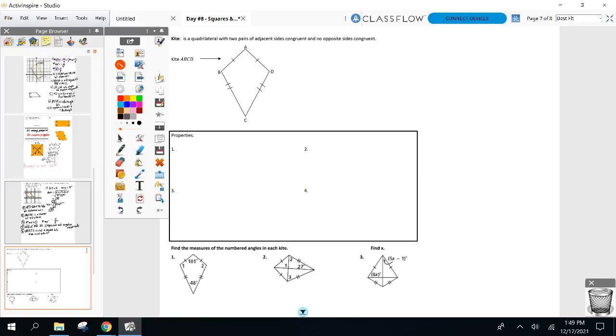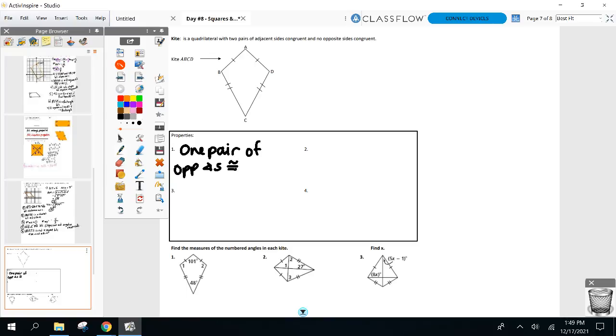So let me go through real quick. First property. And actually, there's not going to be a 4th one. There's just going to be 3. First property, 1 pair. Ready? 1 pair of opposite angles congruent. 1 pair. Not both, just 1.